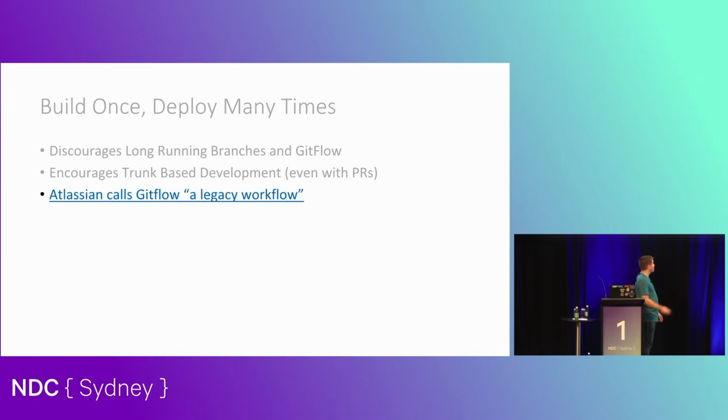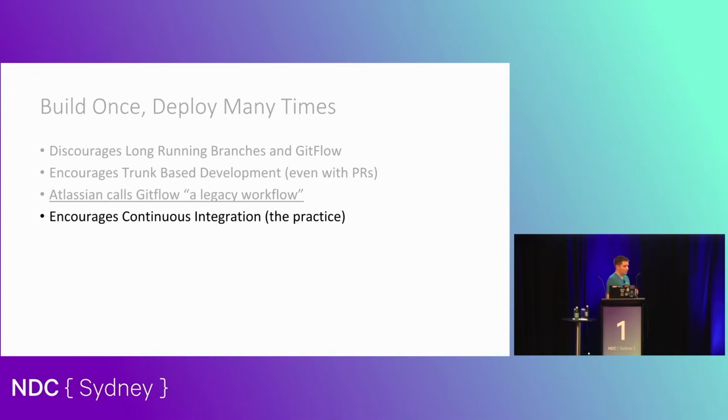And Atlassian actually calls Git flow a legacy workflow as well. So if you're trying to convince your team of doing some of this, grab that link and send it to them, or if you Google Atlassian Git flow, that'll show up for them as well. By having a single main branch, your CI build server compiles it once and then deploys those DLLs to each environment many times. This encourages continuous integration, which is more the practice than the server.